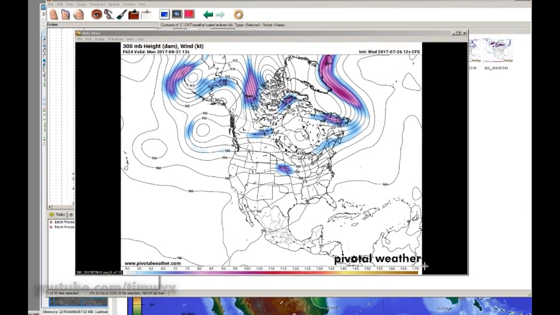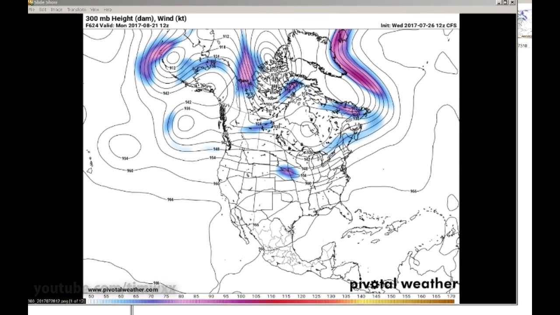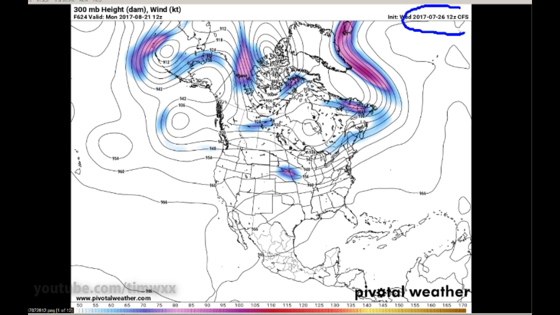So here's the model charts we have of the morning of the eclipse, August 21st, 2017. This is a model run from July 26th. So this is a 624-hour forecast. And this far out, the model run is basically garbage. But as the model gradually starts converging on the date, about 1 to 2 weeks out, sometimes 3 weeks, some of the larger indicators will kind of lock into place.